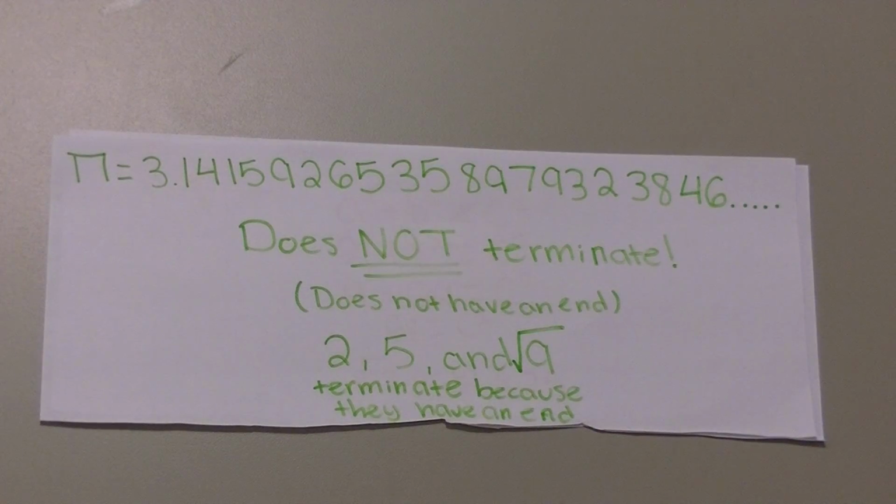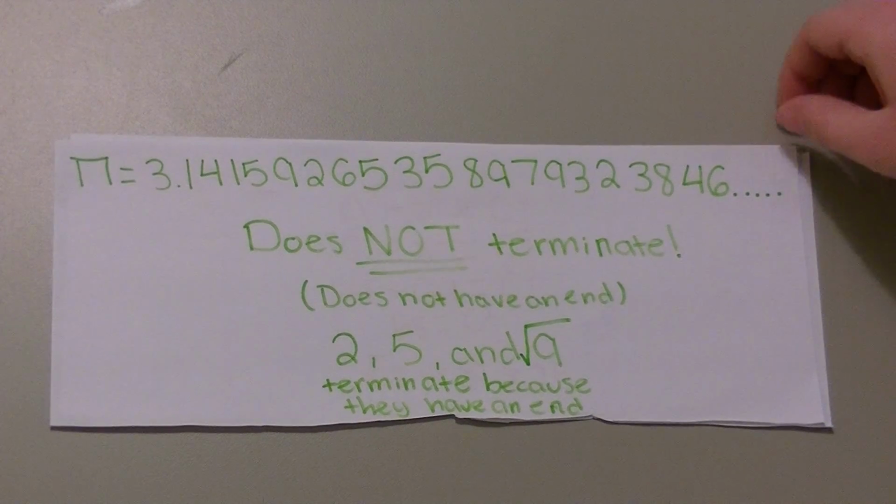So let's look at an example. Pi would be an irrational number because it does not terminate. This is just a fancy way of saying that it does not end. While numbers like 2, 5, and the square root of 9 are rational because they terminate, because they have an end. So let's look at the Pythagorean theorem.